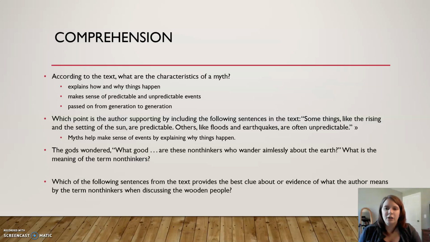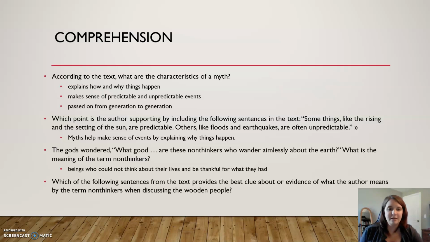The gods wondered, what good are these non-thinkers who wander aimlessly about the earth? What is the meaning of the term non-thinkers? Beings who could not think about their lives and be thankful for what they had. Let's kind of just go about life, as they said, wandering aimlessly. Which of the following sentences from the text provides the best clue about or evidence of what the author means by the term non-thinkers when discussing the wooden people? Without any memory of their creation, they made no effort to honor the gods with gifts of thanks.